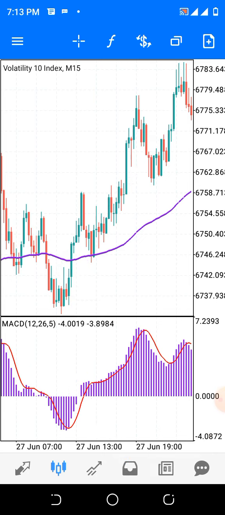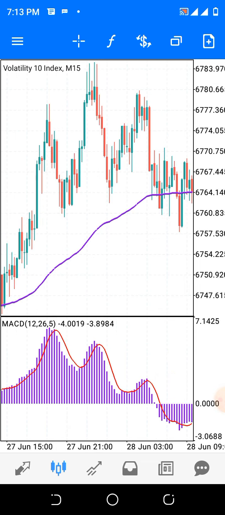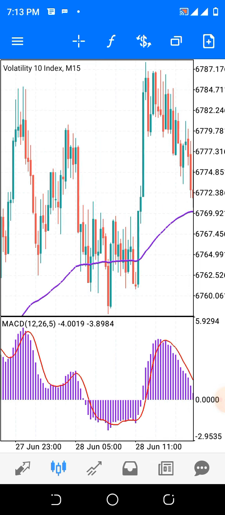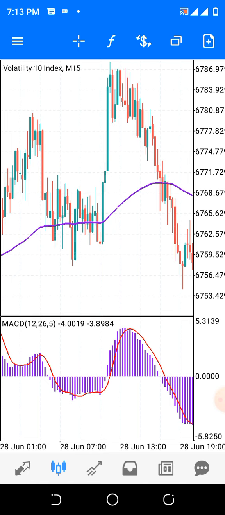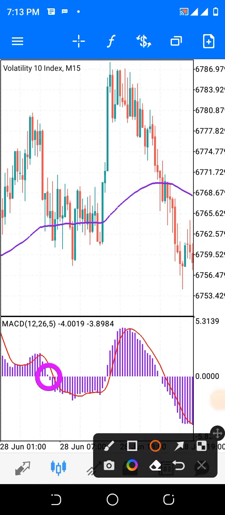Here now, watch here, let me show you something. There is a crossing here. Do you understand? Now let's see. This is where you see, is there any crossing here? There is no crossing here, so you don't take this trade. You don't take this particular trade because there is no simultaneous crossing. Do you understand? So we move.